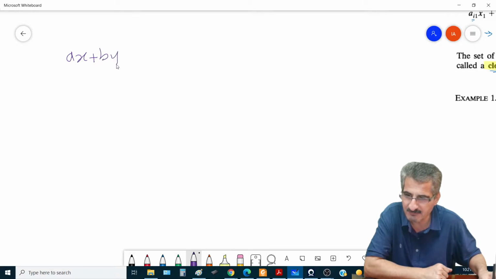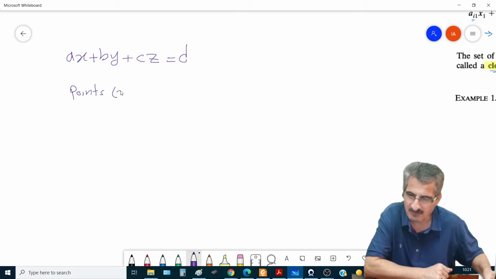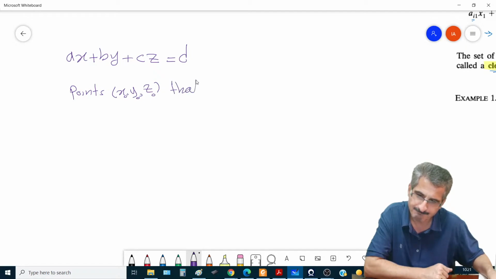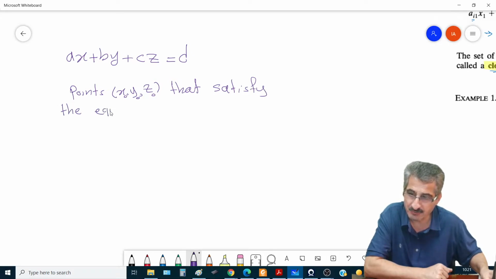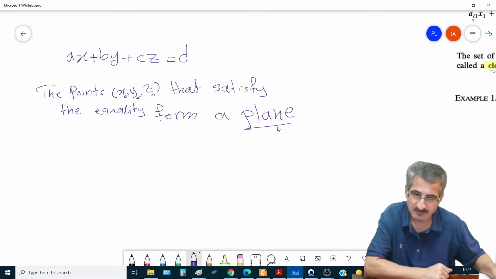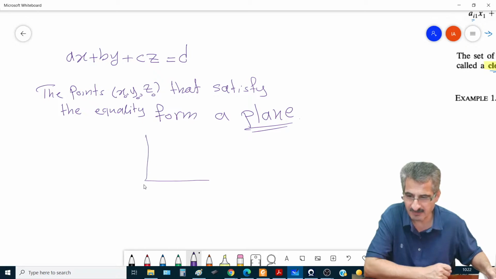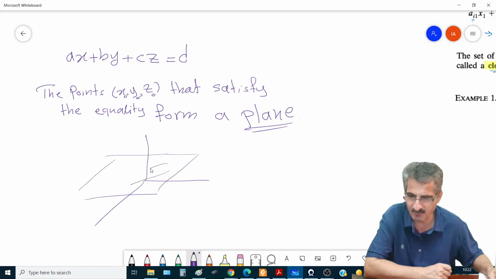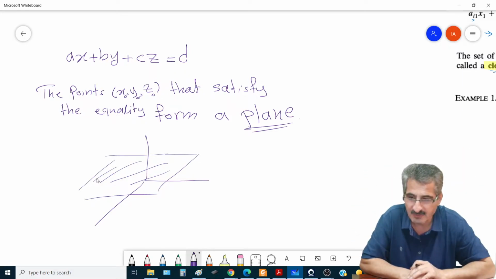If you have ax plus by plus cz equals some d, what are the points x, y, z? Let me call them x0, y0, z0, that satisfy this equation or equality. These points form a plane, right? A plane, we mean like this, this is x, y, z. A plane, something going like that, just some plane. Some plane may be flying over the xy plane. Okay? Good.